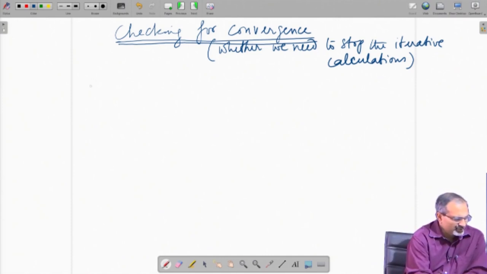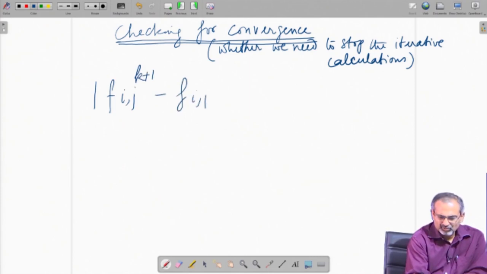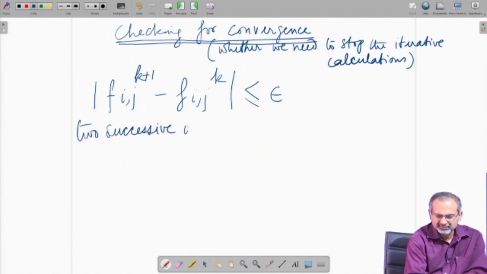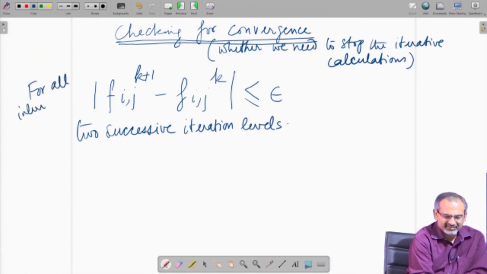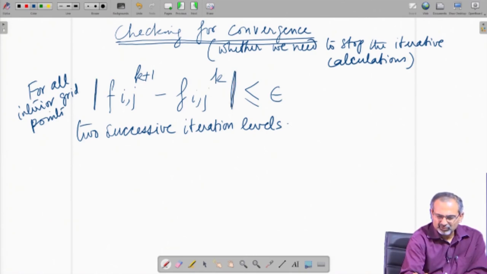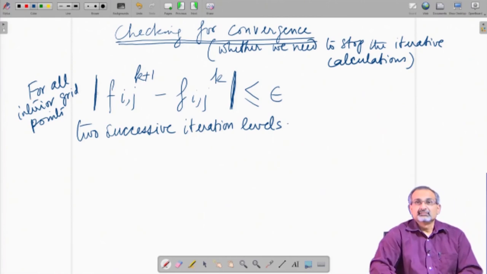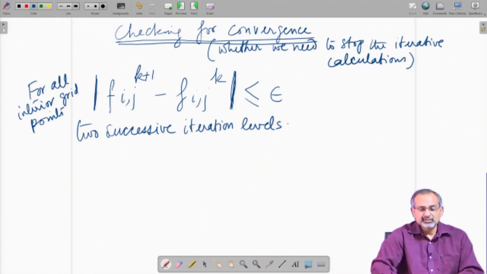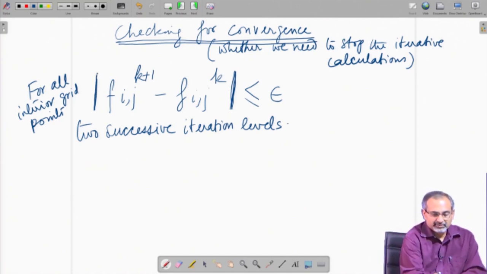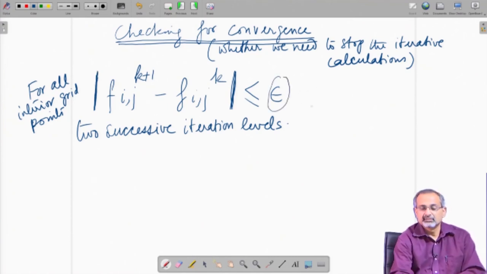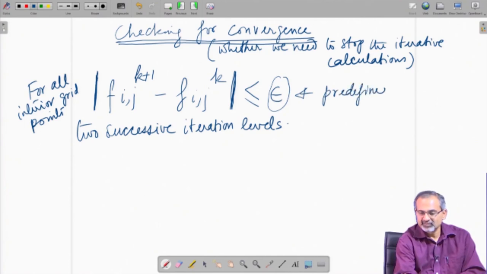There are two possibilities. You could actually look for values of the function at two successive iteration levels, and we are checking for all interior grid points. We are checking what is the value of the function, the difference of the functional value between these two successive iteration levels, the modulus of that, and ensuring whether it is smaller than a predefined small number.